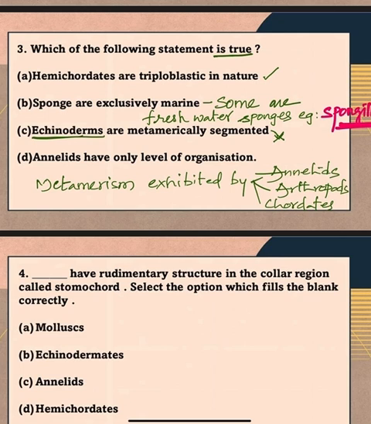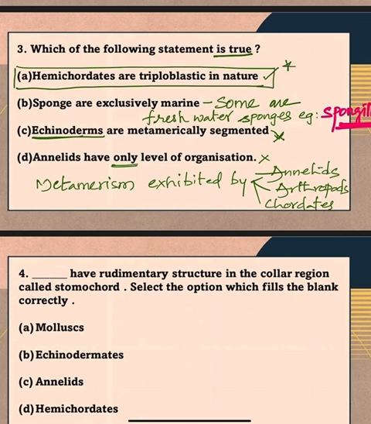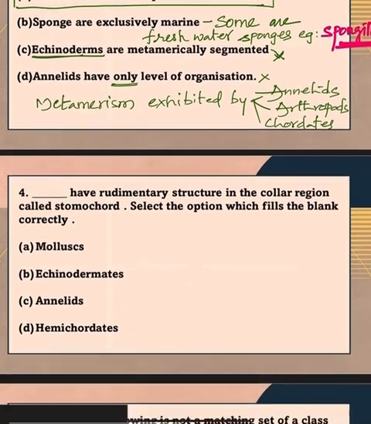Annelids have only a level of organization, they have mentioned. Here you have to remember, they have an organ system level of organization. So this is also wrong. So the answer is the first statement, that hemichordates are triploblastic organisms. Now let us go to the 5th question.